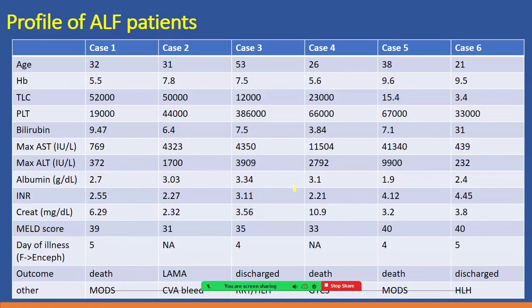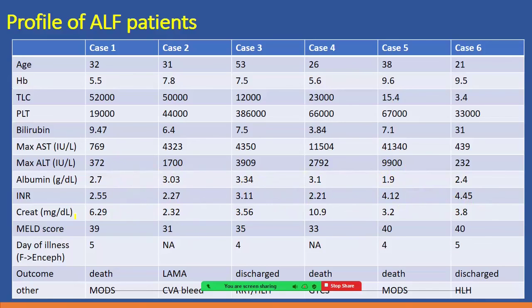Albumin levels were around 3. One patient had severe hypoalbuminemia, which was 1.9. INR prolongation was also seen. INR maximum was 4.45, and the rest of the patients had between 2.5 to 3.